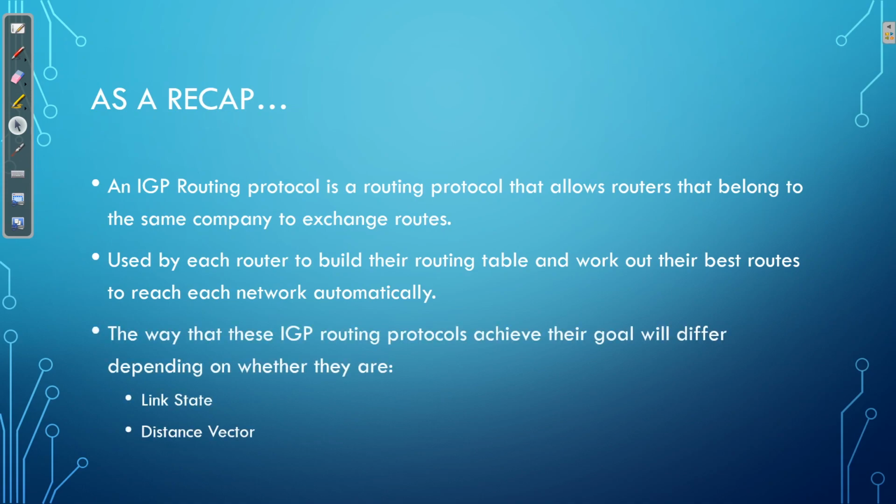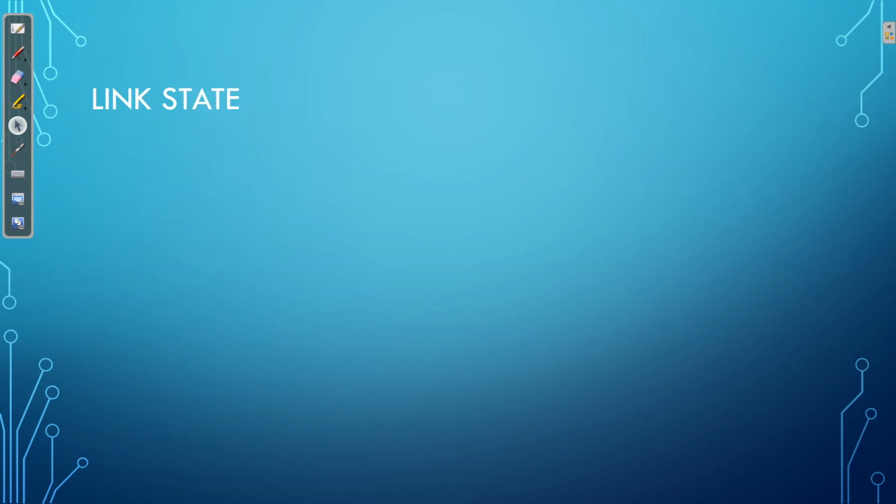Now, the way that these IGP routing protocols work to achieve their goal will differ depending on whether they are link state routing protocols or distance vector routing protocols. So these are the two different types of IGP routing protocols that we have today. So let's dive in. Let's start off with link state first.